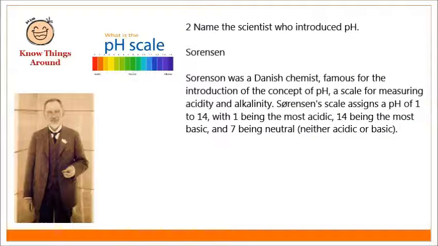Name the scientist who introduced pH. Sorensen. Sorensen was a Danish chemist famous for the introduction of the concept of pH, a scale for measuring acidity and alkalinity. Sorensen's scale assigns a pH of 1 to 14, with 1 being the most acidic, 14 being the most basic, and 7 being neutral, neither acidic nor basic.